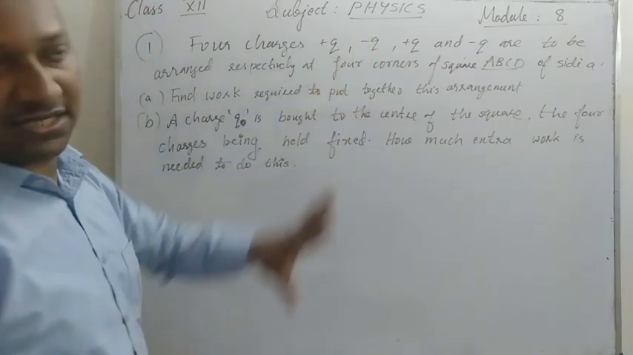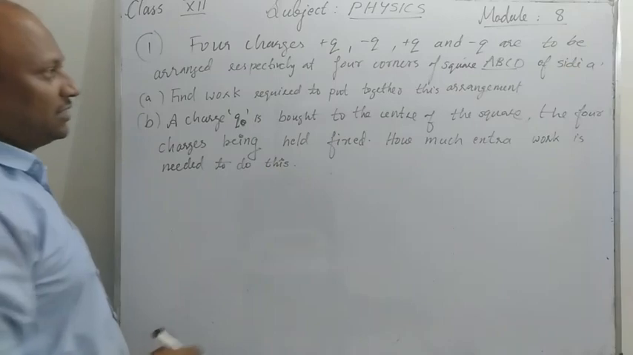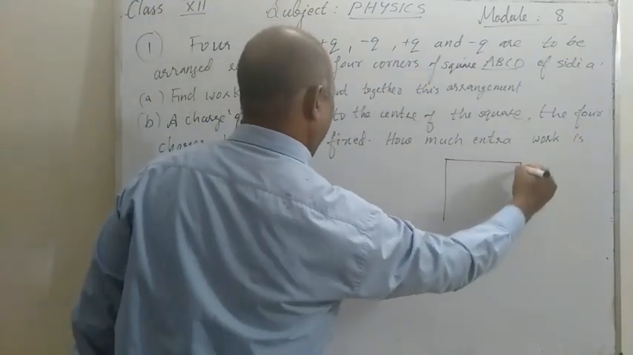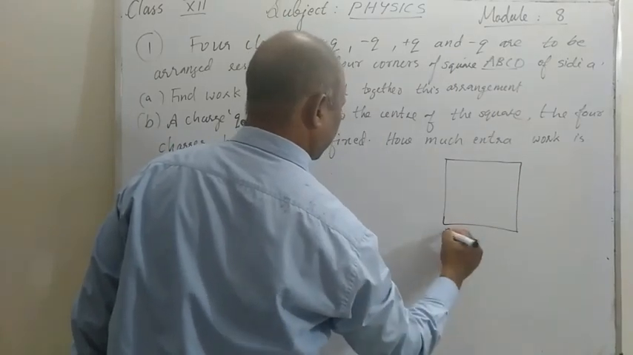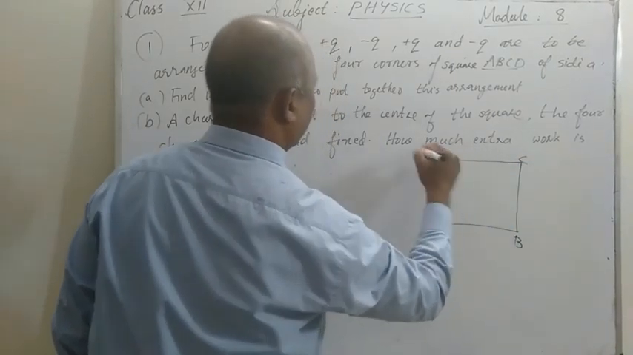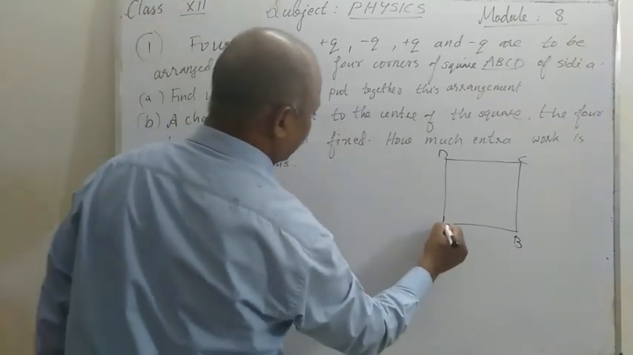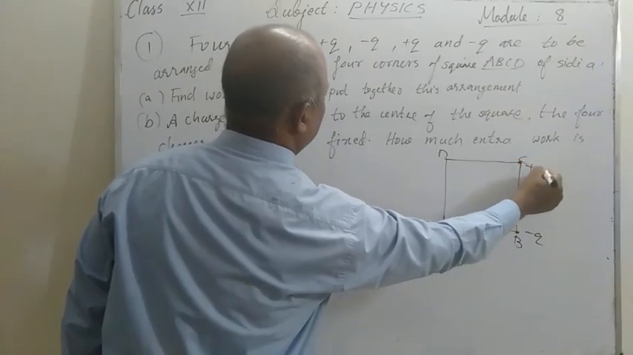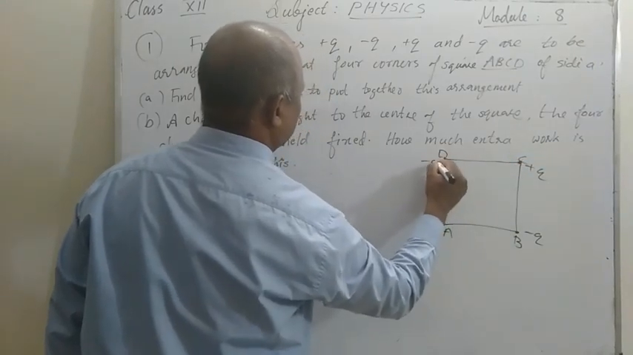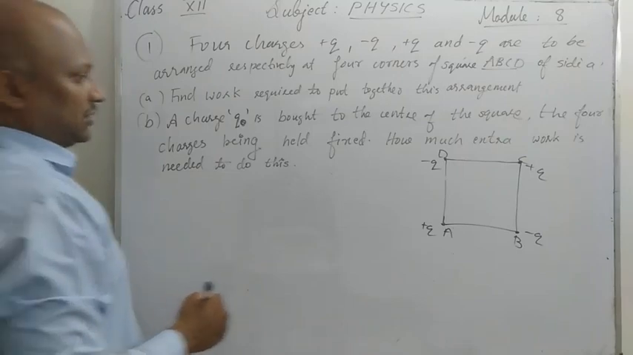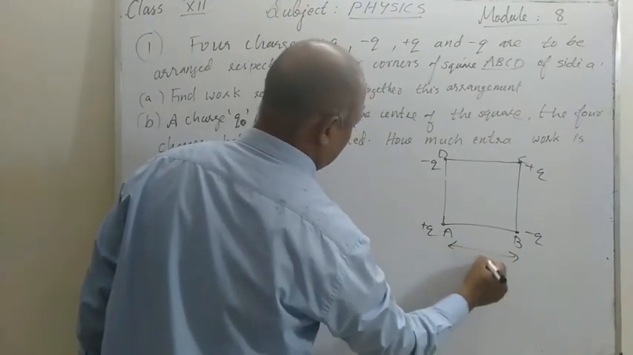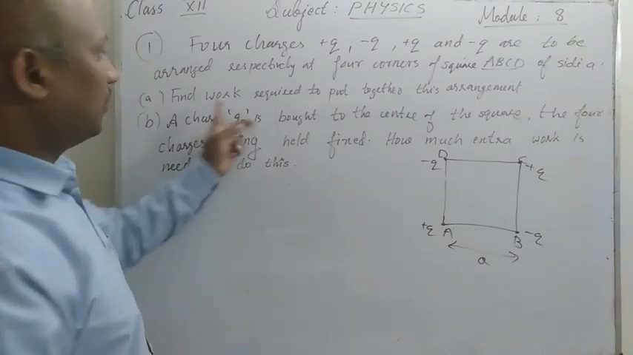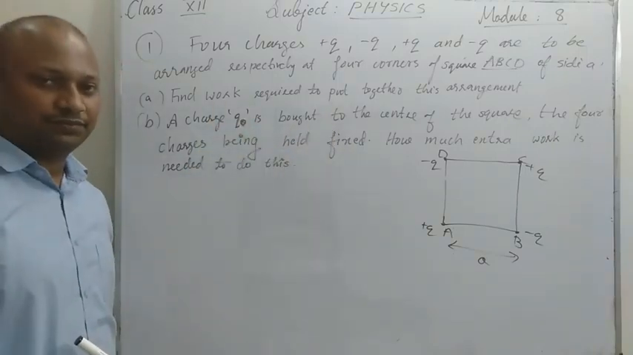So four charges are there and we have to arrange this at the four corners of a square ABCD. So we have a square ABCD and at the four corners we have plus q and then minus q charge and then plus q charge and then minus q charge, and the length of the side is actually a. So being a square, all the sides are equal. Find the work required to put together this arrangement.